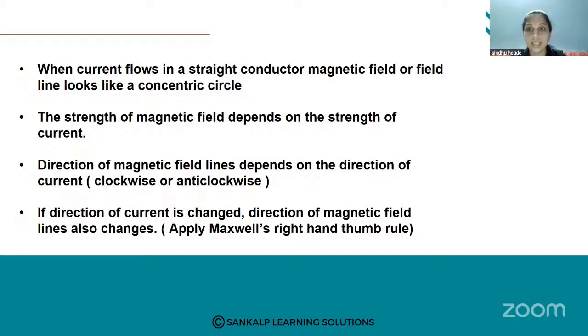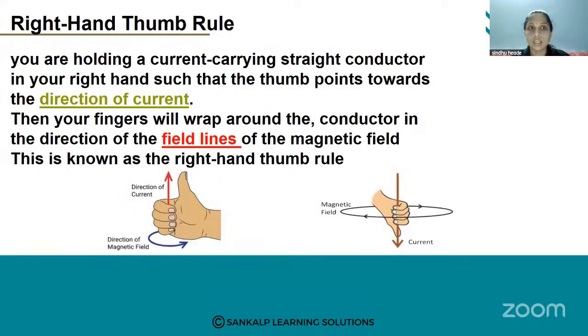Third point, the direction of the magnetic field lines depends upon the direction of the current. When the current direction changes, then the magnetic field line direction also changes. This is another important point. Fourth, before showing the direction, we must apply one important rule, that is called the right hand thumb rule, right?